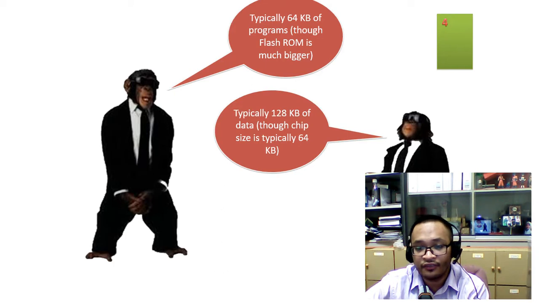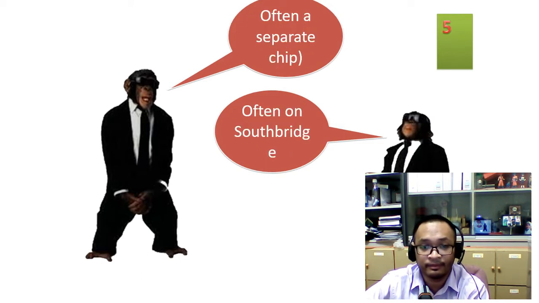So typically 64 kilobytes for the BIOS, while for the CMOS it is 128 kilobytes. However, most of the CMOS were using a 64 kilobyte chip. The BIOS is a separate chip, while CMOS is usually found on the south bridge.